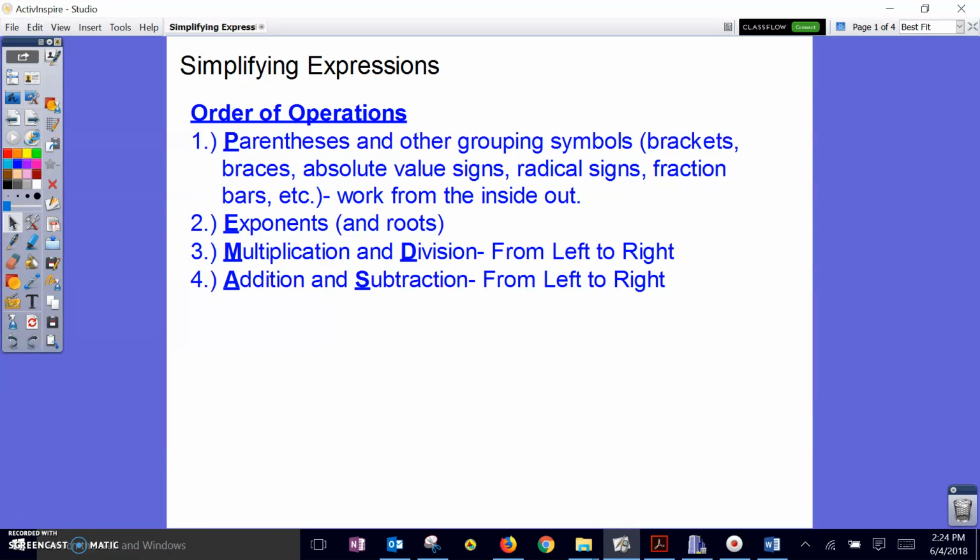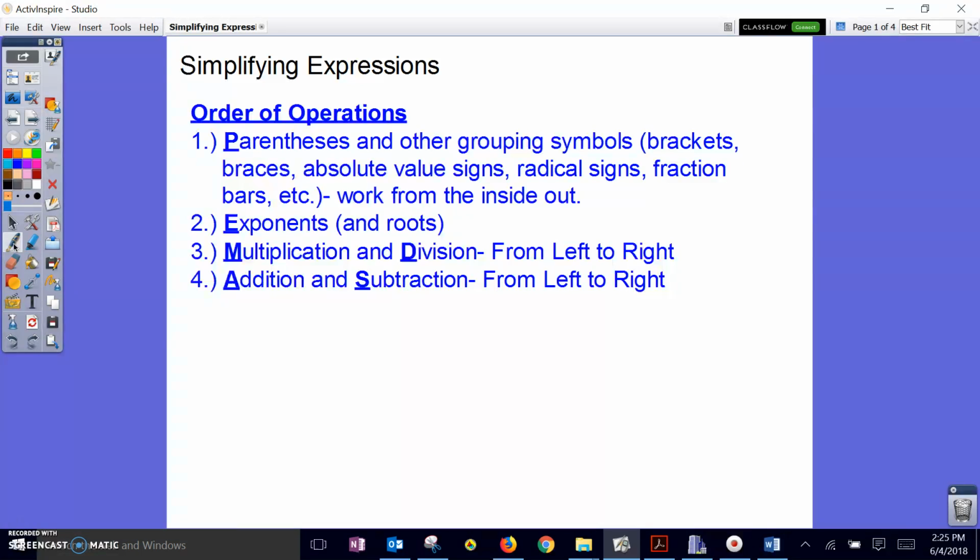Okay, in this video we're going to talk about how we simplify expressions, and the first tool that anybody ever thinks about using when they're simplifying an expression is the idea of using the order of operations. A quick little refresher on order of operations. PEMDAS, as some people like to call it. We go through our order of operations in 4 sequential steps.